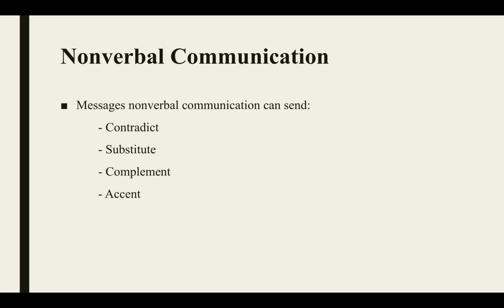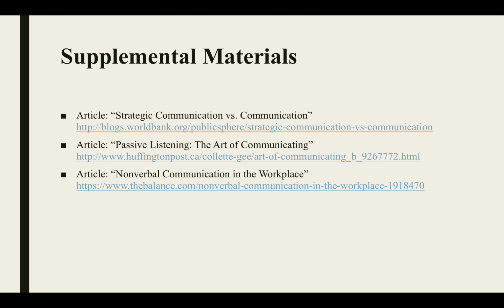Contradicting would be, for example, if you said you're glad to see someone, but you're frowning and just look unhappy. Substituting could be using a head nod instead of actually saying yes or no when someone asks you something. Complementing is when your actions and your words are sending the same message to the person. And accenting just means that your nonverbal actions are emphasizing a particular part of your verbal message.